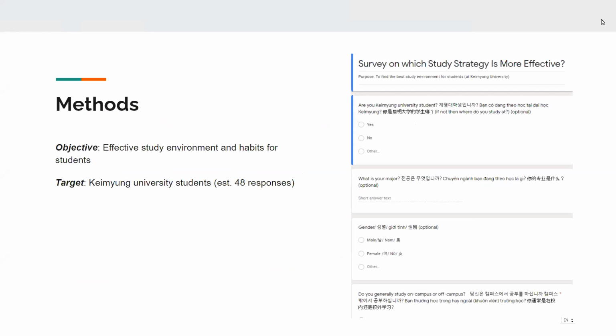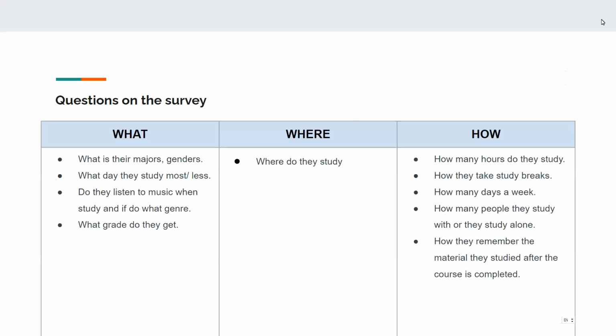So for the resolution, we use a quantitative method like Kim said, and we were asking students some questions through a Google survey form to find out the best study environments and to help them achieve their goals. For example, next slide, please.